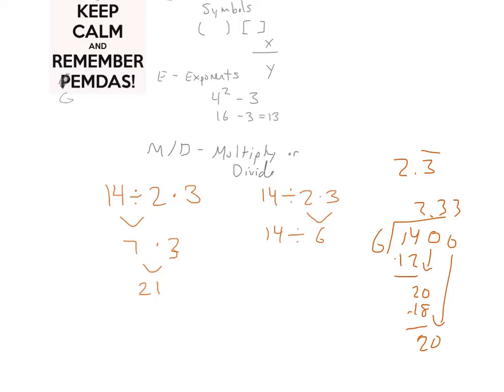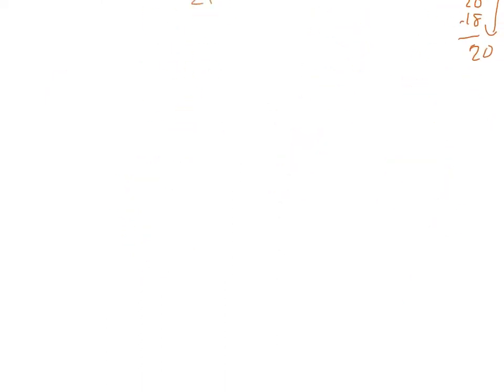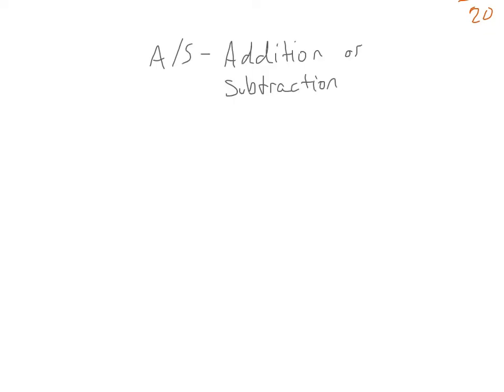So the rule is you need to do whichever one comes first. So multiply or divide, say whichever comes first. Okay. Now, let's move on to add, subtract. And of course with this one, it's also whichever one comes first.